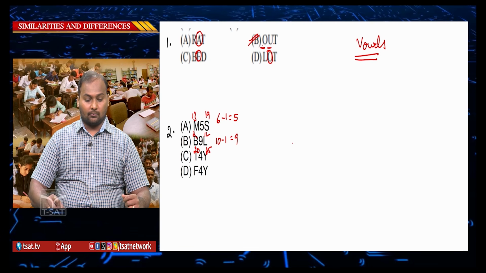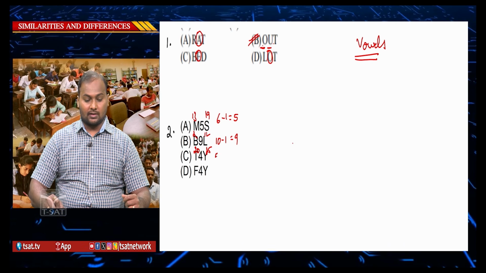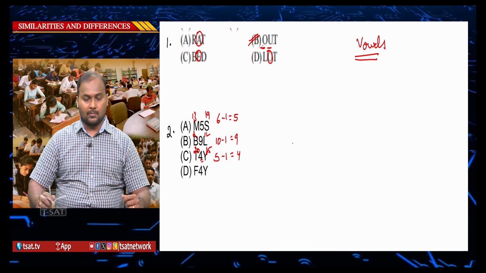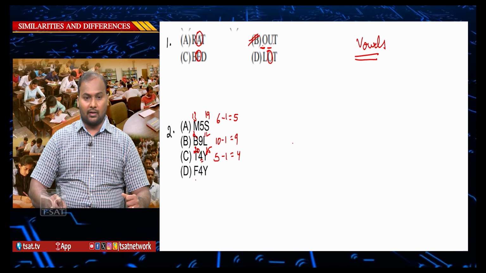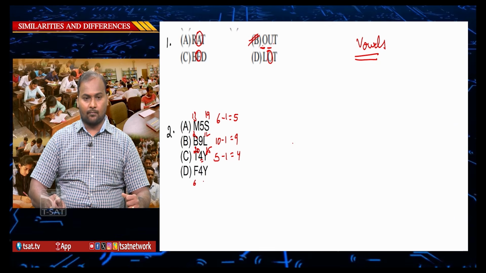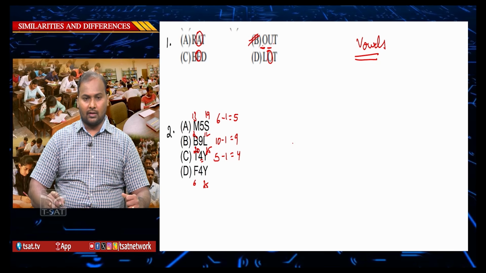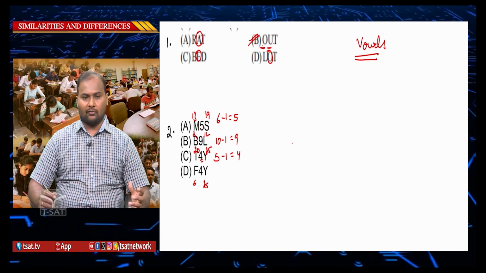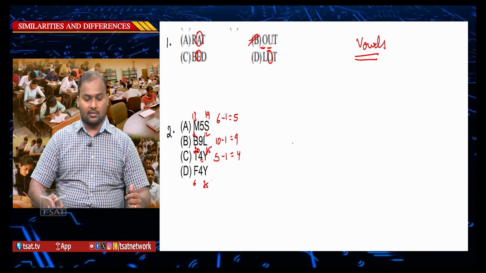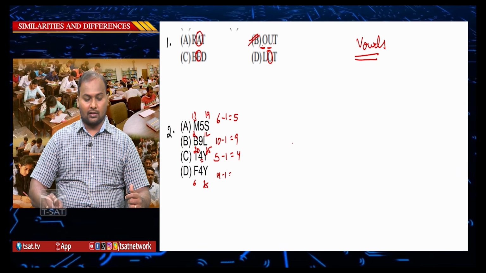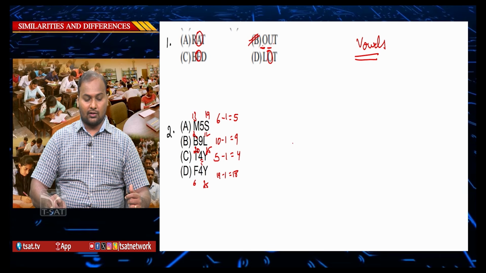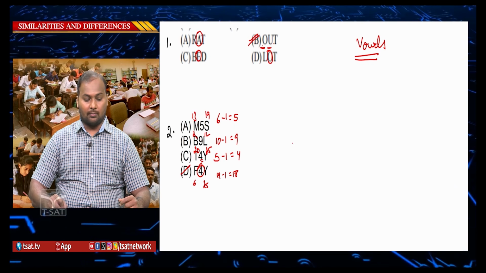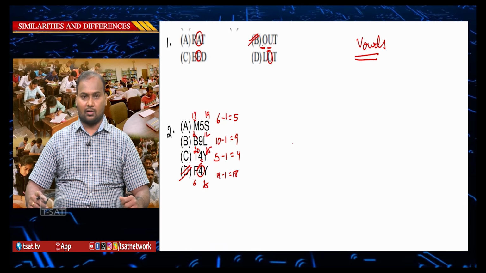That is 25 minus 20, that is 5, 5 minus 1 equal to 4, and the center letter is also 4. In coding and decoding, we know F is 6 and Y is 25. So F is 6 and Y is 25. If you see the difference, here it is 19. 19 minus 1 should be 18. So the center should be 18, but it is 4. Obviously, option D becomes wrong. So your answer is option D.